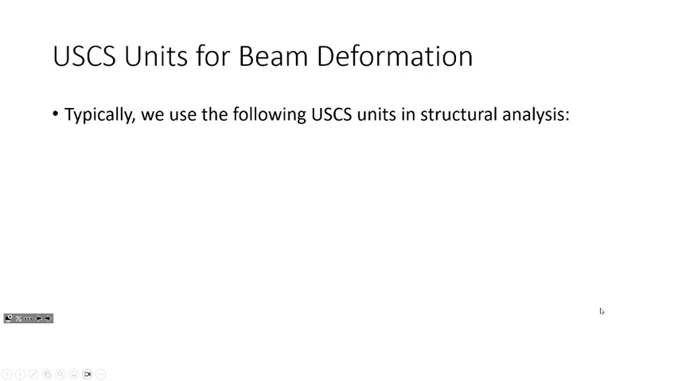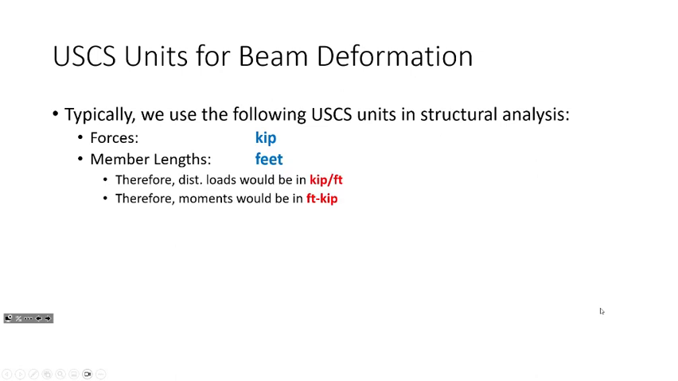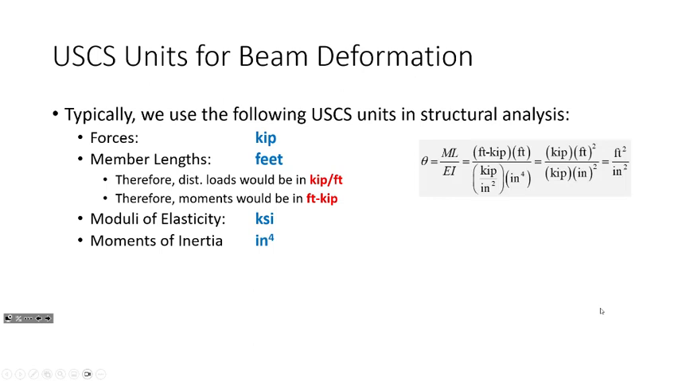Degrees. We could do it in radians, but degrees might be a little more handy, because radians can get kind of small. So let's look at our inputs. Forces, we tend to put in kips. Member lengths, we tend to put in feet. So let's follow along with that. Distributed loads would be in kips per foot. Moments would be in foot-kips. Moduli of elasticity, we typically put in ksi. Moments of inertia, we put in inches to the 4th.